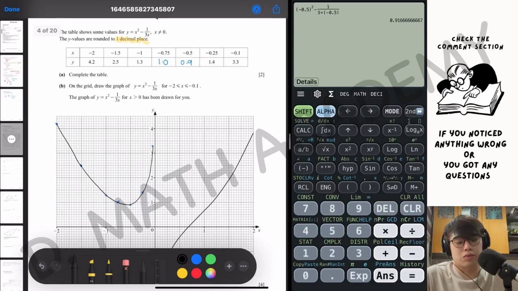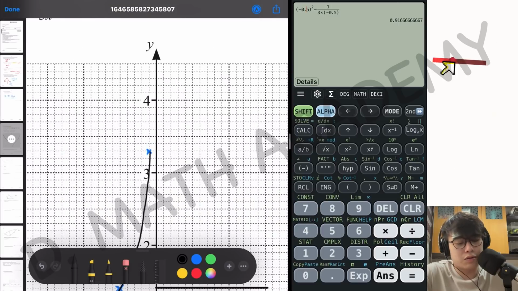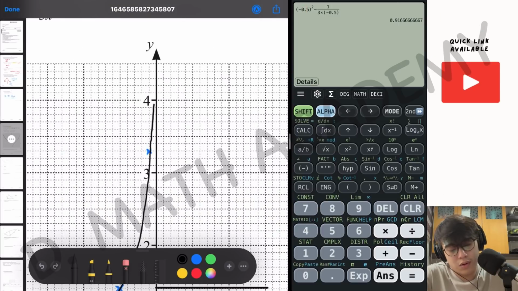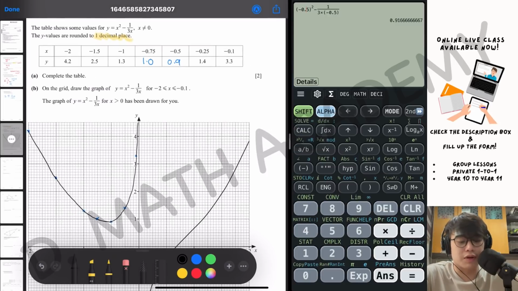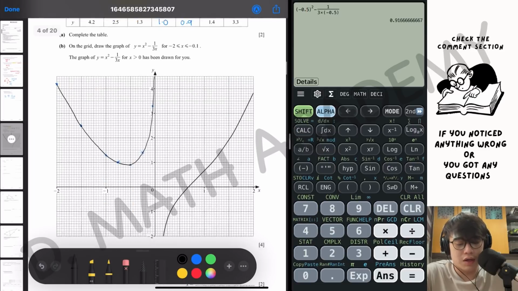Okay, so your one last step is to extend this all the way closer but never touching the y-axis. Okay, so this should be your final answer here for section B.